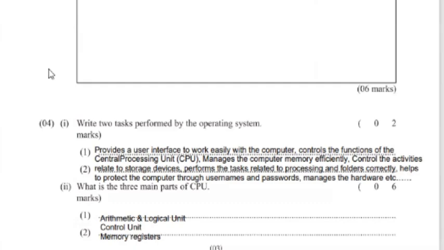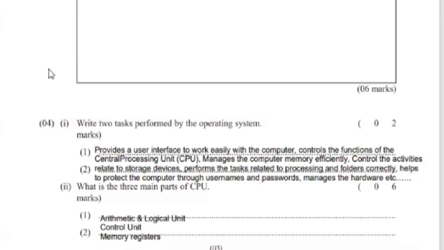Helps to protect the computer through usernames and passwords. Check with security management, and manage the hardware, etc. You can write down their answers. So check your answers with the meaning. Give 3 marks for each one.